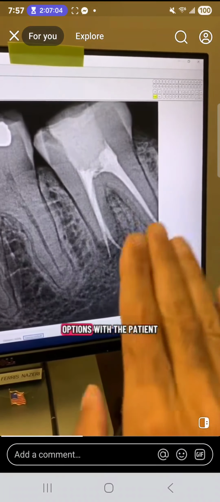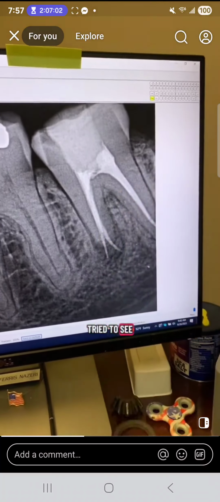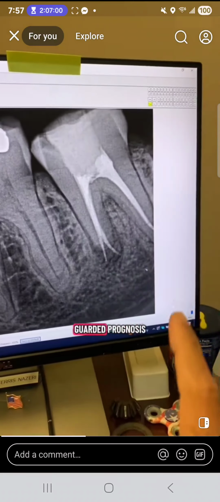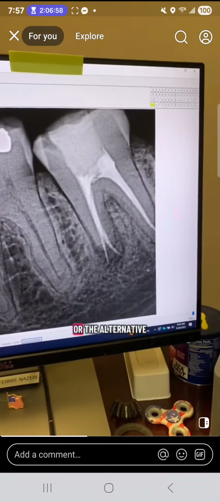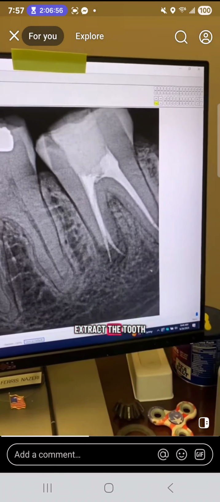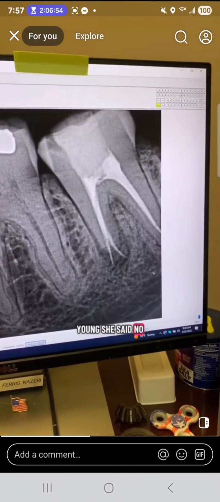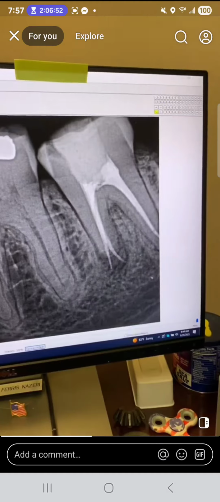So we went ahead and discussed options with the patient, tried to see if we can save the tooth by redoing the root canal, guarded prognosis, or the alternative would be to extract the tooth, and the patient is young. She said, no, I want to try to save the tooth.